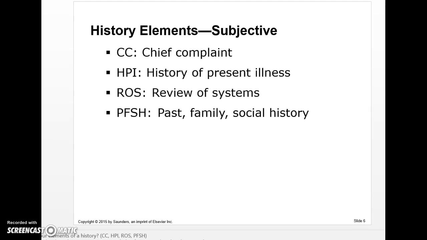Next, the doctor is going to do an exam. We call the exam the review of systems, or the ROS. We may or may not see the past family and social history. It's not taken every time the patient goes to the doctor. But the chief complaint, the history of the present illness, and the review of systems, at each visit, you will see those.